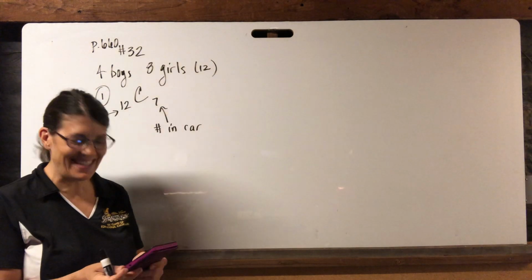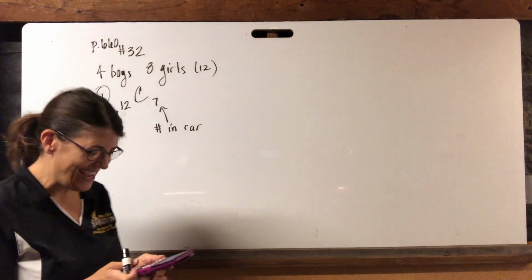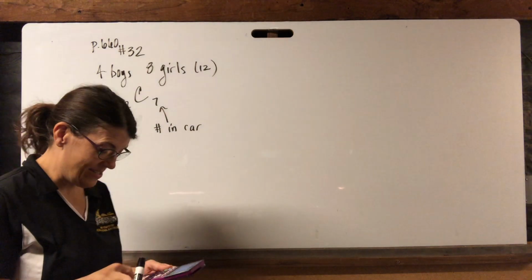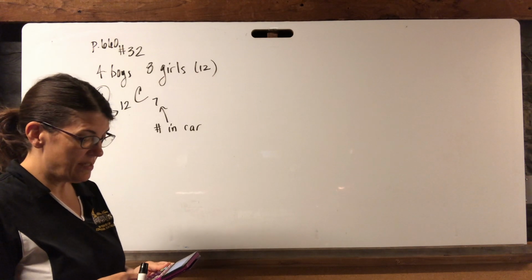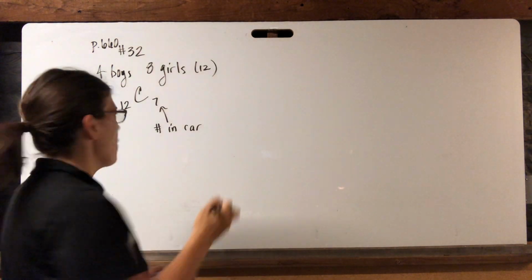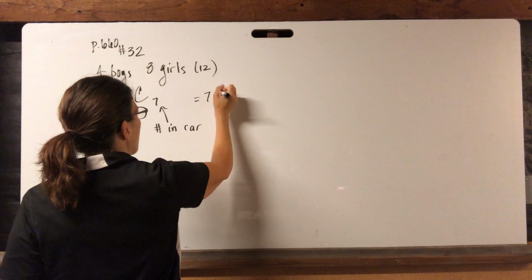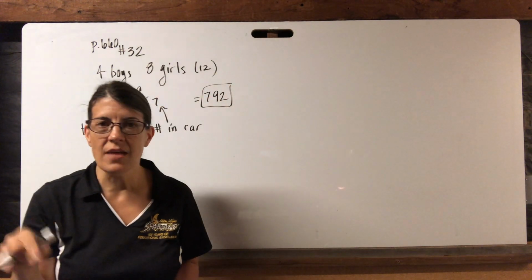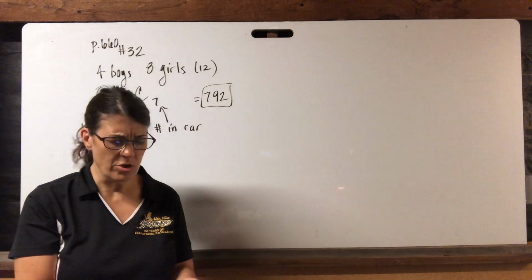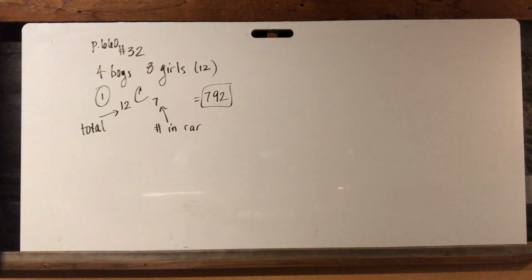Can you hear me crashing everything off to the side? Okay, what are we doing? 12, alpha window, C7, 792. There are 792 ways that 7 kids can go on the field trip or the tournament or whatever it is they're doing.